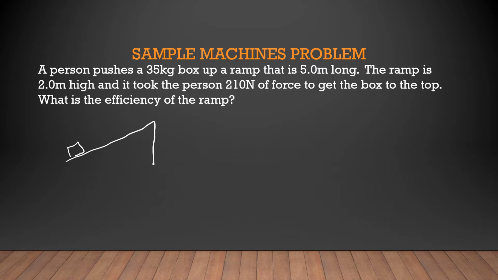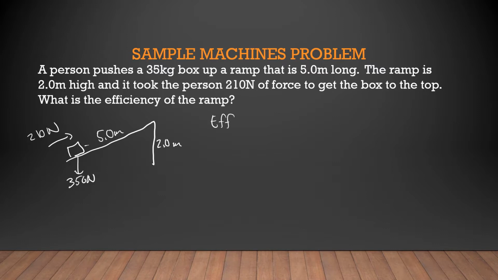So this weighs 350 newtons, going up a ramp that is 5 meters long. So this whole thing is 5 meters and 2 meters high. The actual force required was 210 newtons. So what is the efficiency?